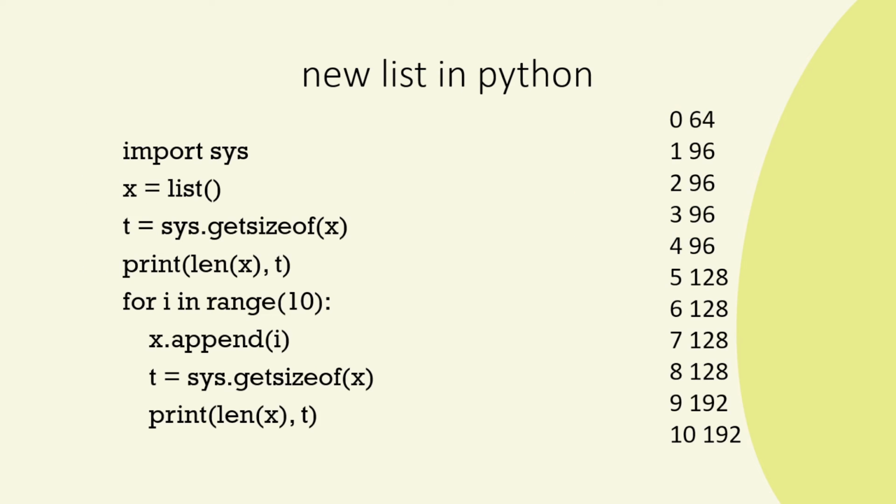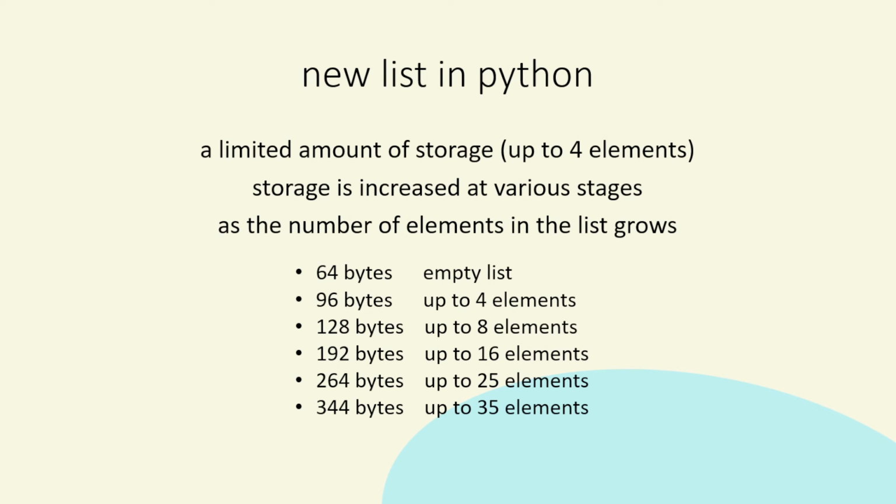But the storage increases as we add up elements or items, and as the number of elements in the list grows. So we can see here the code that we use, getsizeof, and we use range to have an idea about when the changes occurred. So that's a new list in Python. So we can see that we increase the size in bytes at several stages.